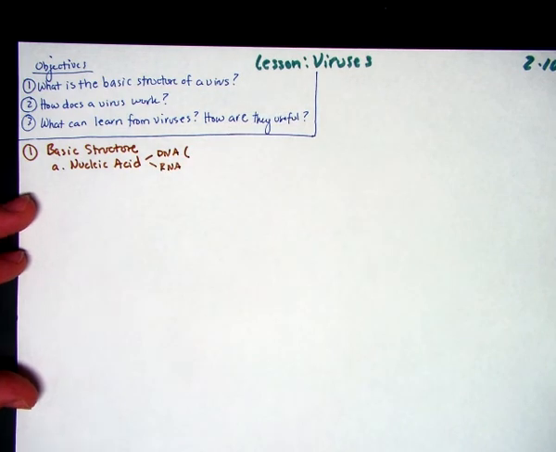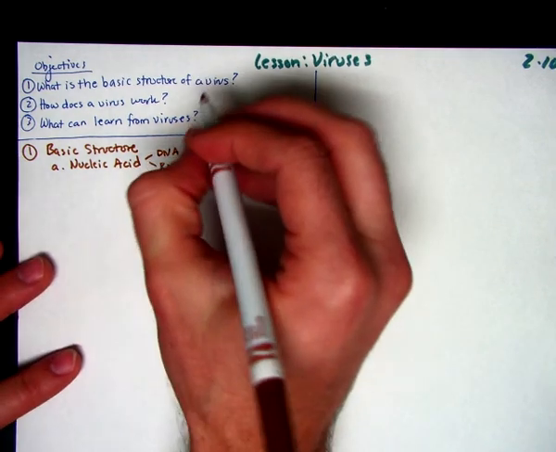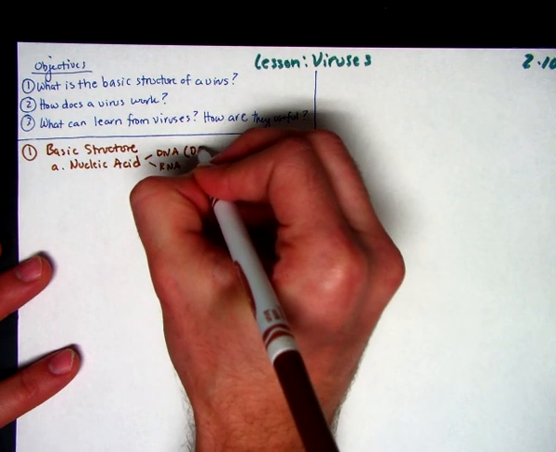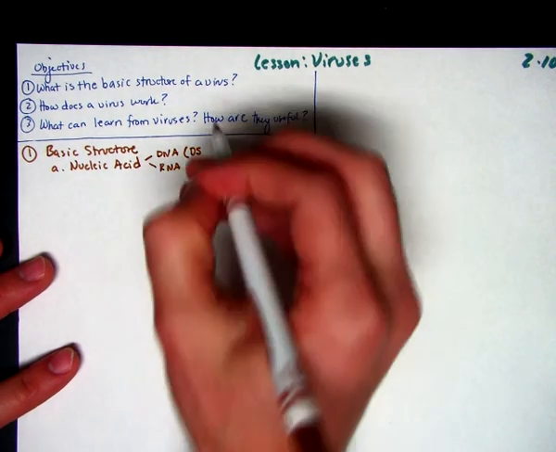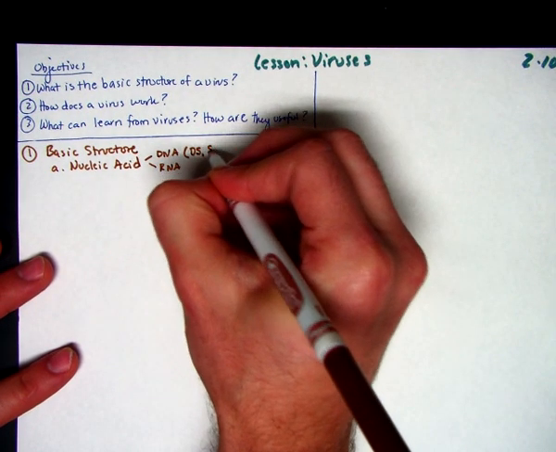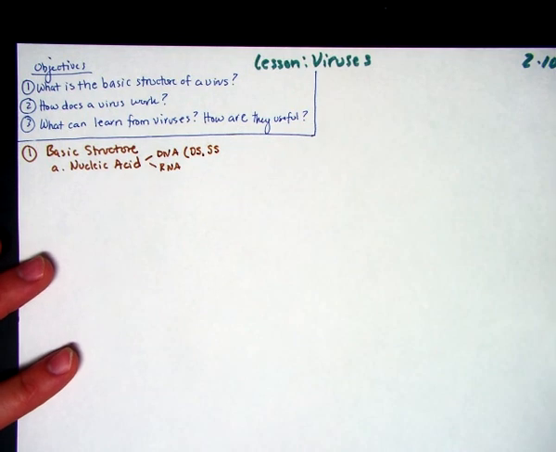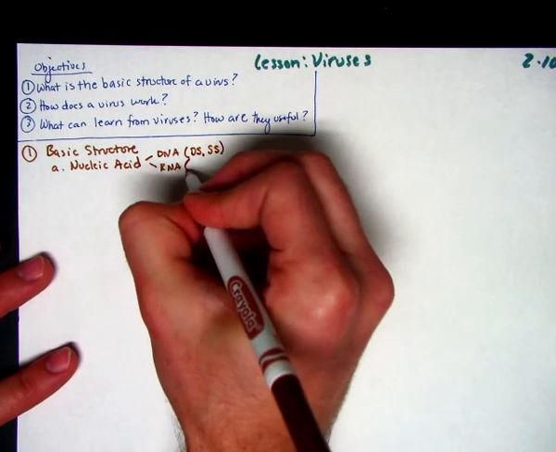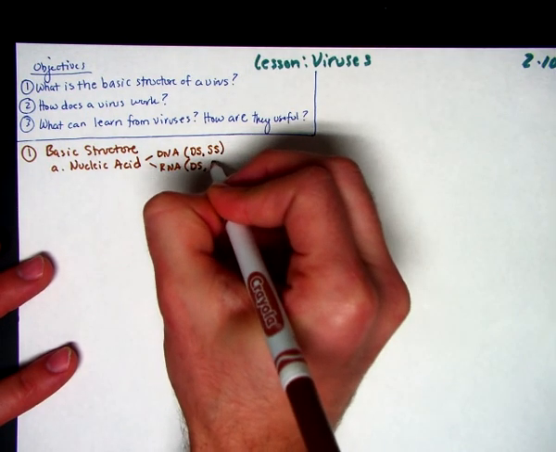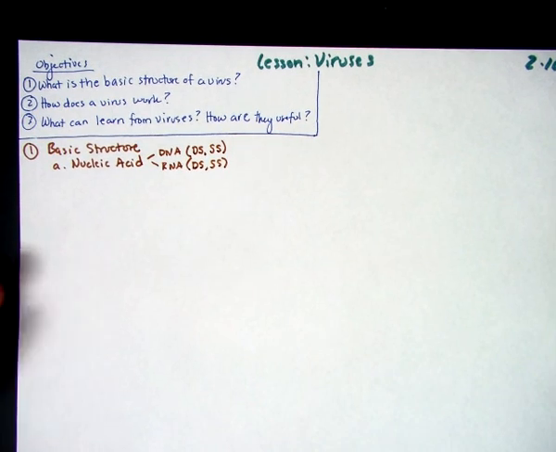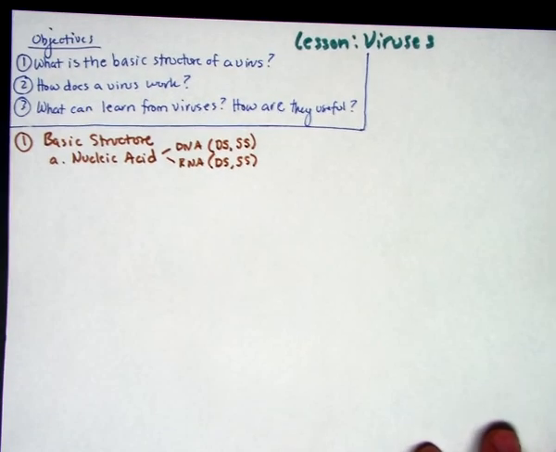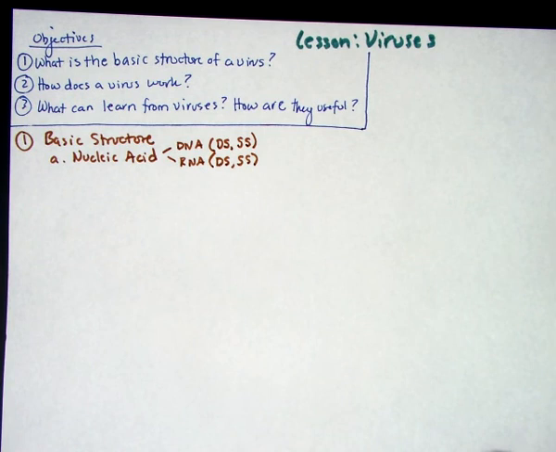And as you learned in that Virus Explorer, some viruses have double-stranded, or DS, DNA. Some have single-stranded, or SS. And same with the RNA viruses. You have double-stranded and single-stranded RNA viruses that exist out there. So that's the first thing. Every virus has some kind of nucleic acid within it.